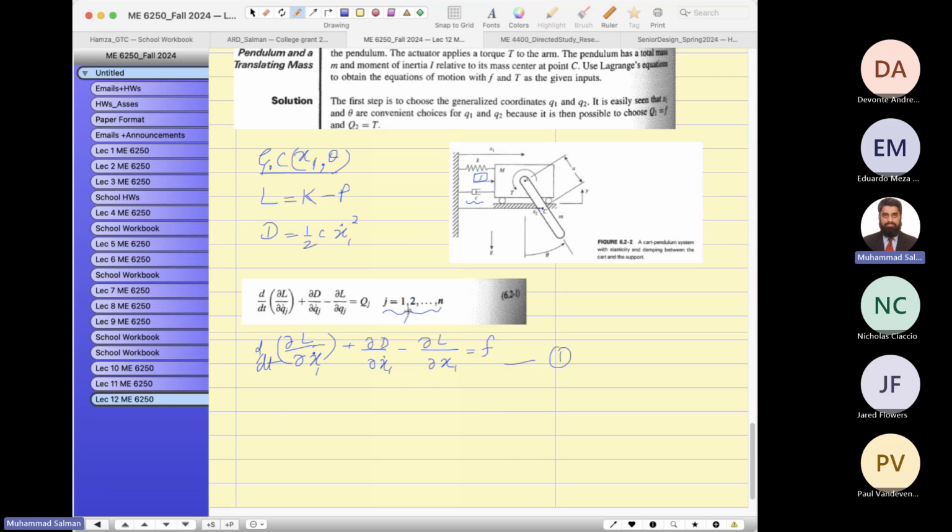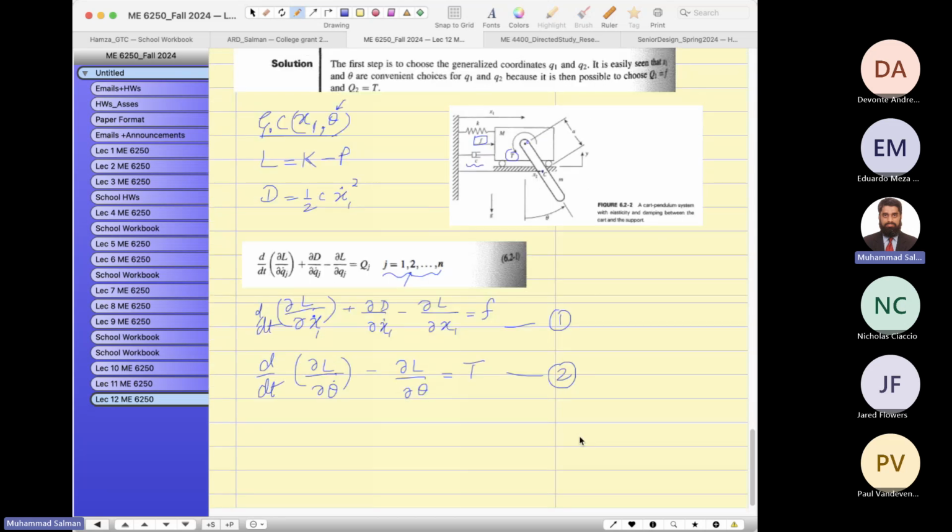So for the second generalized coordinate, which is theta, we have to use the same equation. Now, theta dot. Here we don't have any damper in this case, so I would say this is zero. Do we have any torque? Yes, torque is being applied to this pendulum. So this is the second equation of motion derived from the Lagrange's equation.